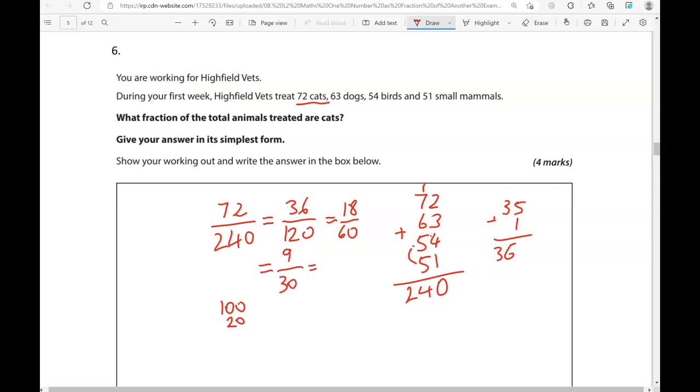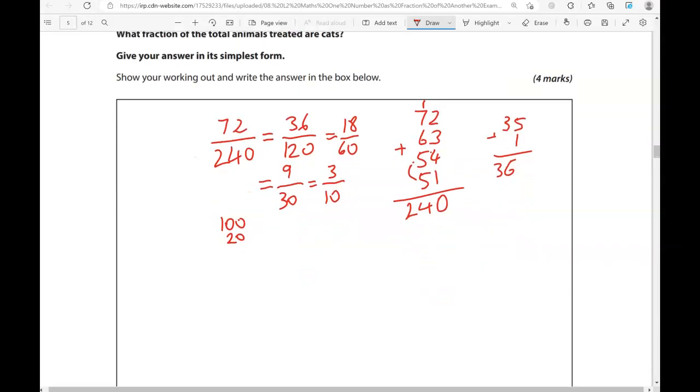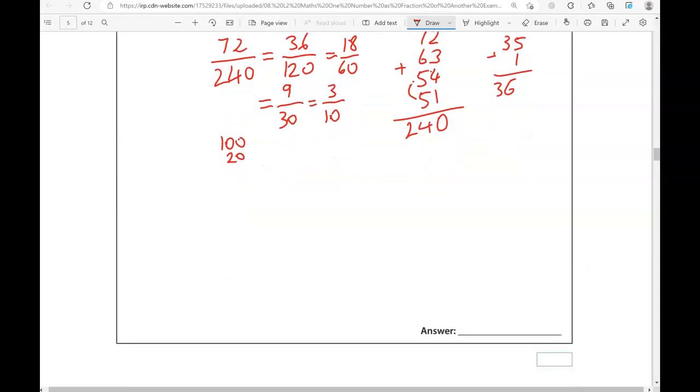We can divide by 3 now, which would give us 3/10. And we can't go any further because we can't divide both numbers by 3 and get whole numbers. So 3/10 would be the answer here.